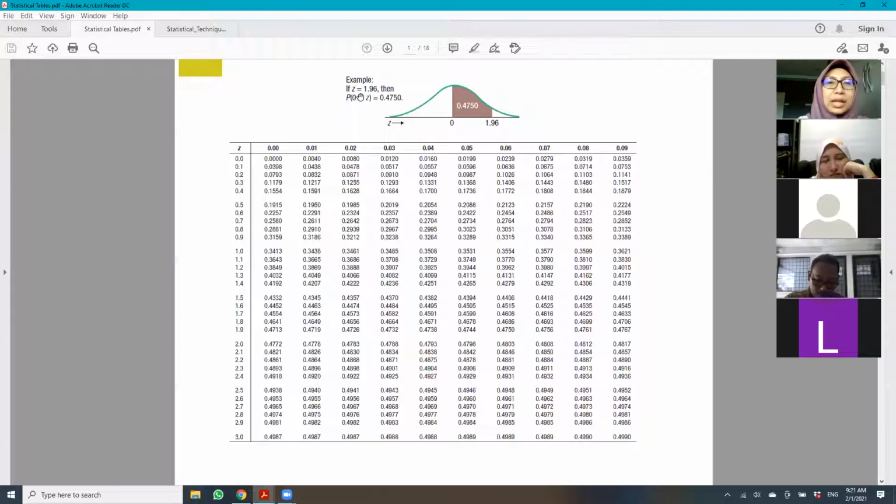Okay, because if you look at this table, mana ada negatif, betul? Tengok table ni, tak ada negatif. So, some students selalu tanya, I dapat negative something madam, macam mana nak baca table ni. Positive negative tu is just telling you where to shade your probability, to the right or to the left. Sebab by definition, probability tak ada negatif. Probability kan kebarangkalian, mana ada kebarangkalian negatif?